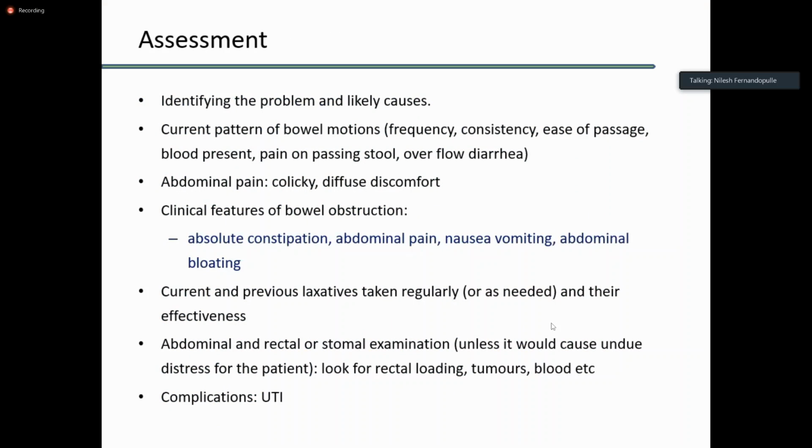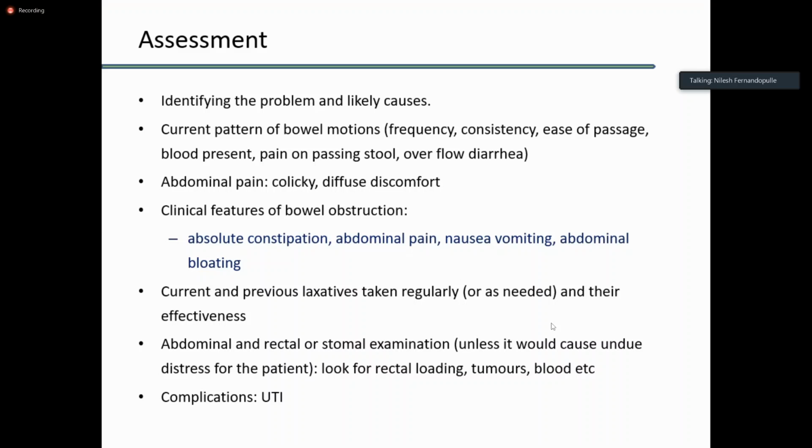Again, how do you do the assessment? Identify the problem and likely causes. I'll go through that later. See what the current pattern of bowel motions is. How frequent is it? The consistency, how difficult it is for the patient to pass the stools, whether there is blood, whether it's painful, or whether they have overflow diarrhea. Sometimes constipated patients come with diarrhea. If you ask them, they say they pass a little bit of liquid stools very frequently. But if you put a finger into the rectum, you will feel completely impacted stools.